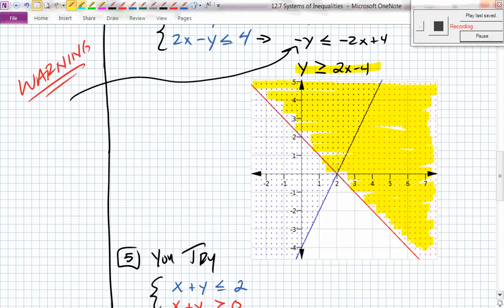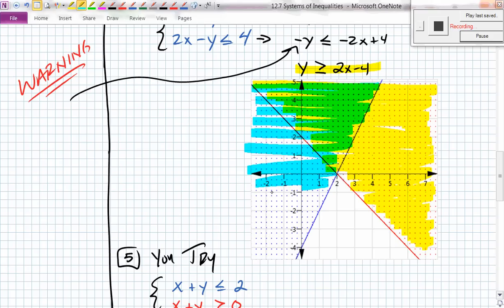Now let's go with blue, and let's go to the left here. Check this out. Notice I have color changes. Anybody see it? That's pretty neat, right? Pretty fancy. Okay, so any point in the blue region will satisfy the second equation.